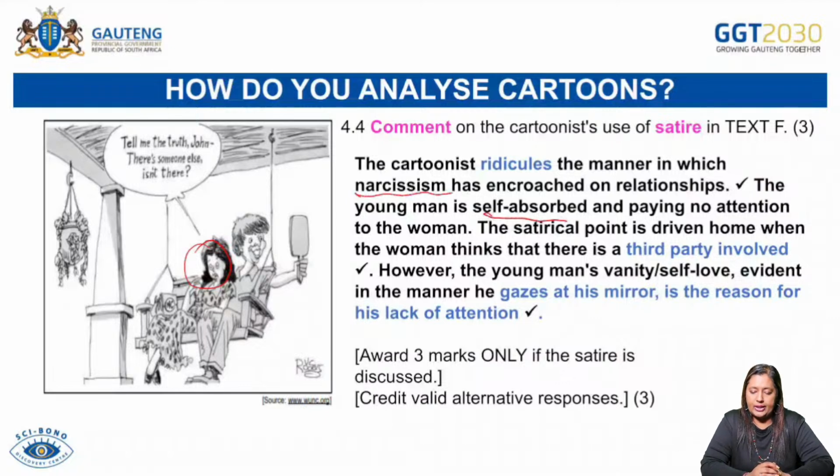The satirical point is driven home when the woman thinks that there's a third party in the relationship, which is not the case, obviously. It's just that she's with a narcissist who is very involved in his own life and his own looks. However, the young man's vanity or self-love is evident by the gazes of himself in the mirror, and that is the reason for his lack of attention to his partner. So that discussion will give you 3 marks there.